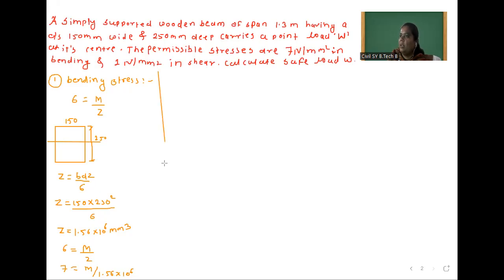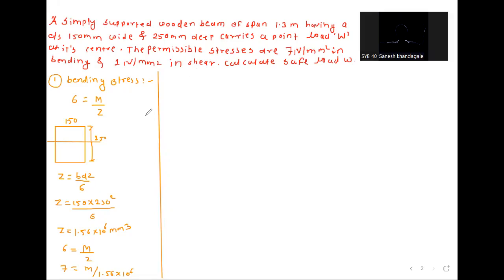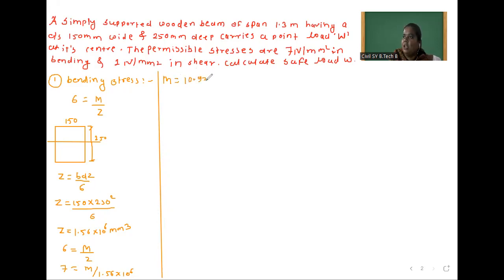So calculate and tell me M, which is equal to how much? 10.93 into 10 raised to 6 Newton mm. Suppose we want it in kilonewton meter, then 10.93 kilonewton meter. So this is the moment. Now first we will calculate load from this bending stress. Okay Aditya, your answer is correct.